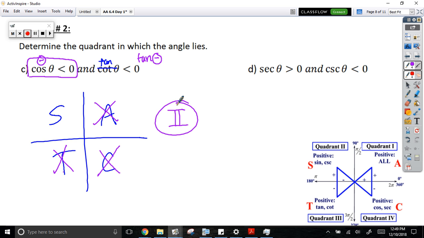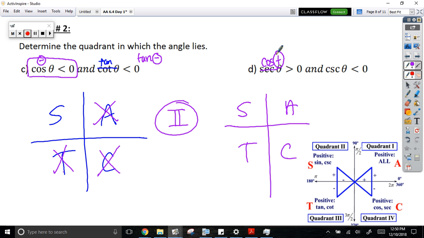And our last one, we have 2 reciprocal identities. Secant is the reciprocal of which one? Cosine or sine? Cosine. You don't have to memorize this, that's on your sheet if you have it. So this is the cosine is positive. Obviously cosine is positive here and here. So eliminate the other 2.